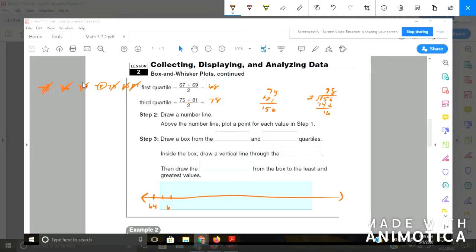65, 66, 67, 68, 69, and 70. 71, 72, 73, 74, 75, 76, 77, 78, 79, 80. Notice I'm just labeling every two, but I'm still counting by ones. 81, 82, 83, 84, 85, 86, and I'm big enough. I have a big enough range there so I can plot all my numbers.